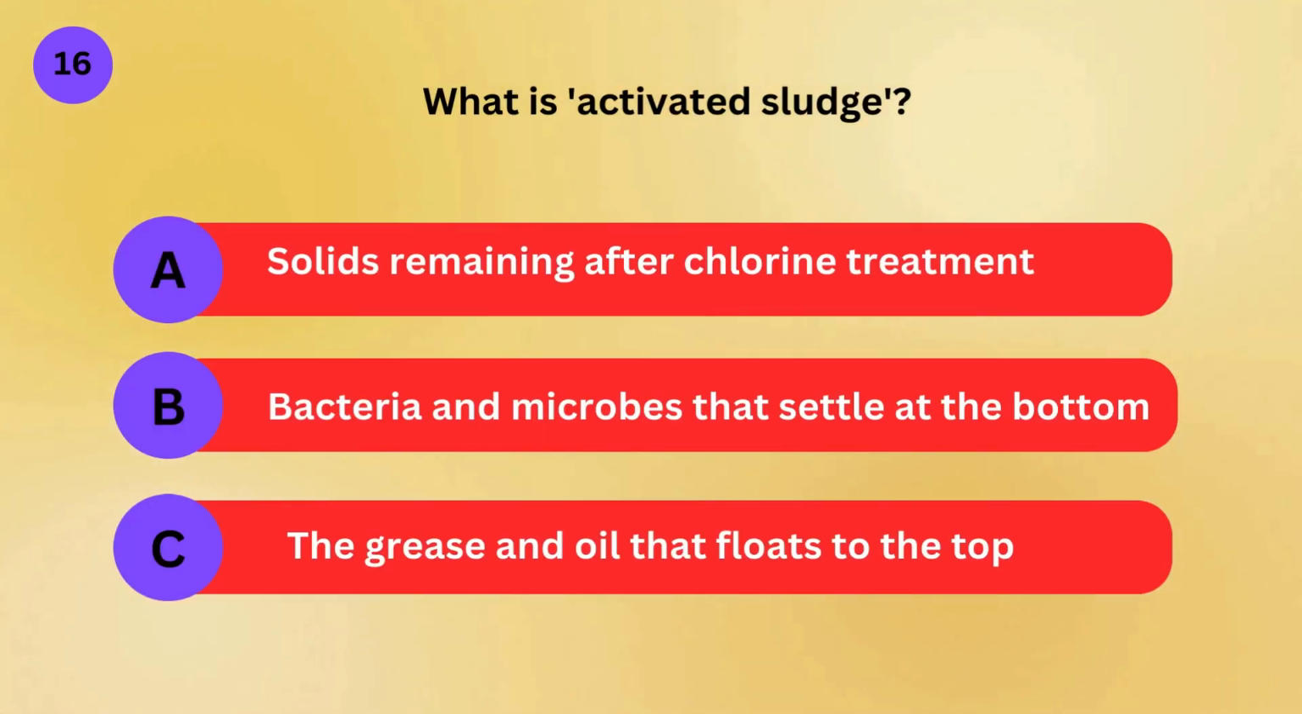What is activated sludge? Solids remaining after chlorine treatment, bacteria and microbes that settle at the bottom, the grease and oil that floats to the top.